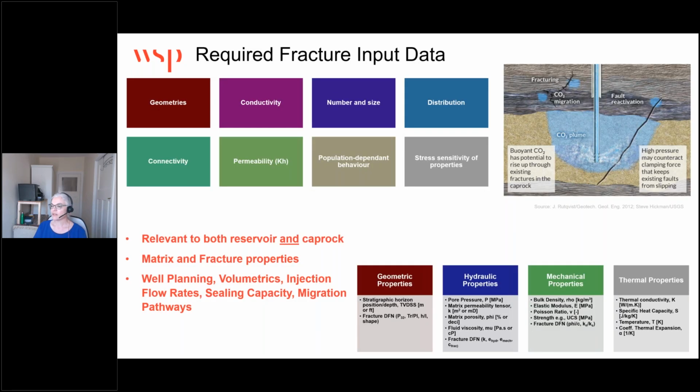As with DFNs for the previous geothermal example, there is a range of subsurface data that's required to build a robust DFN in FracMan. This data covers a range of geometric, hydraulic, mechanical, and thermal properties. And this data is relevant for modeling both the reservoir and the cap rock. And it includes the fracture and matrix property data. And the availability of good data will depend somewhat on whether it's a saline aquifer or a depleted oil and gas field being used.